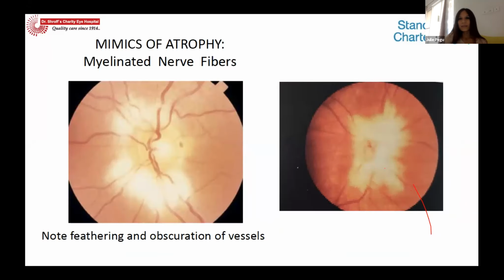The last is the myelinated nerve fiber. Obviously you must not miss it. You must not consider it to be glaucomatous, but this is one of the causes of whiteness around the optic disc. The typical feature is a feathery margin, and the vision is normally retained, except in very severe cases, where the vision may be low.